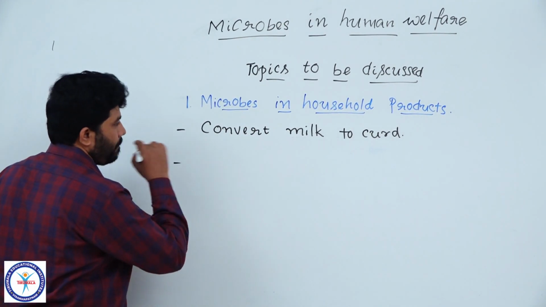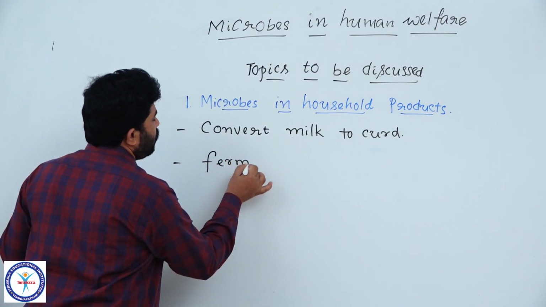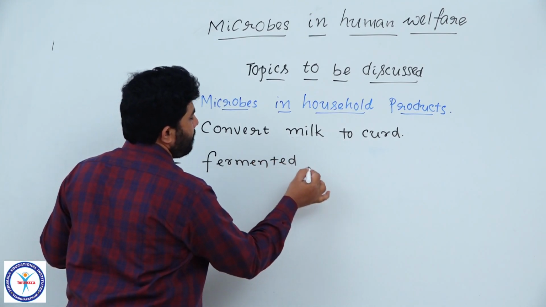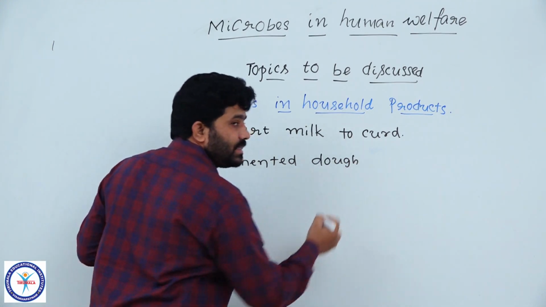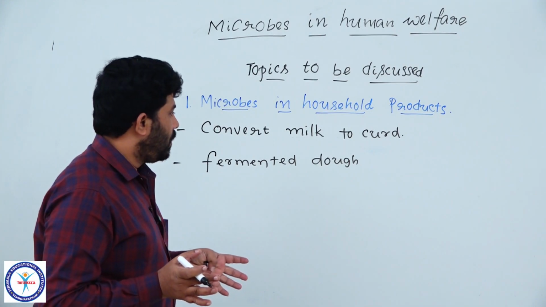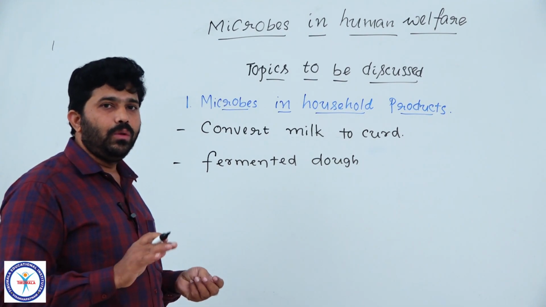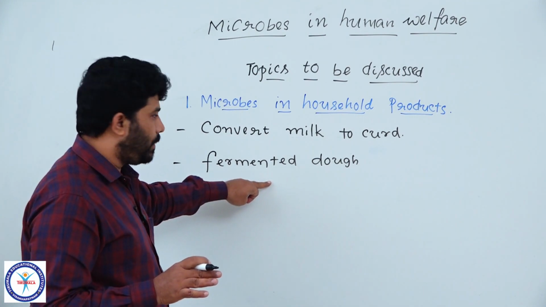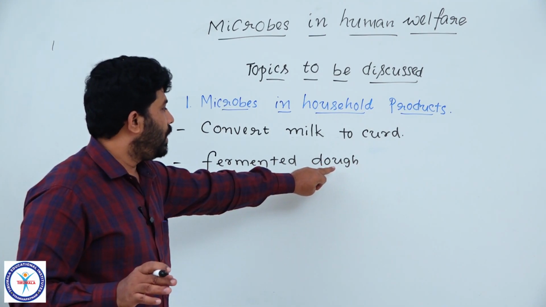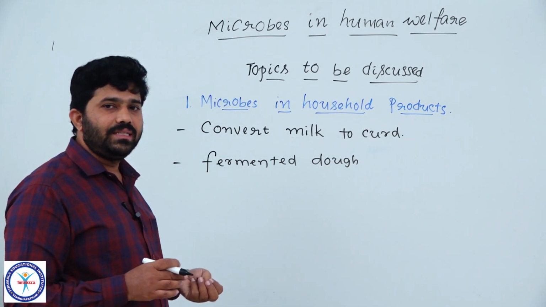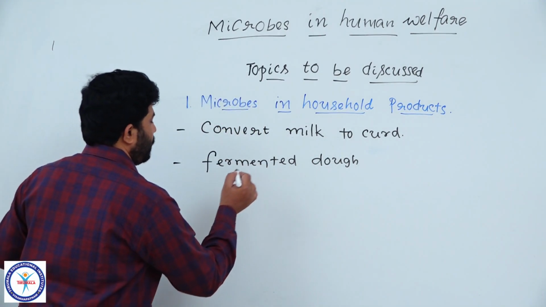Next one is fermented dough. Dough means flour, wheat powder, or some other pulses and grains that we use to make idli, dosa, and all the different food items that we prepare. That is what we call dough, right? So how are we going to ferment the dough? By using some microorganisms, understood? So that is also very important.